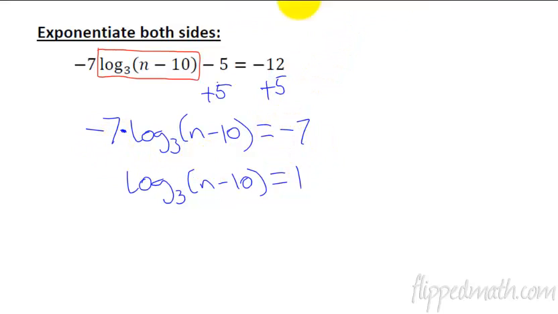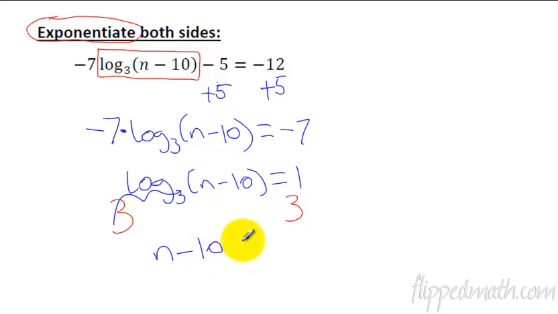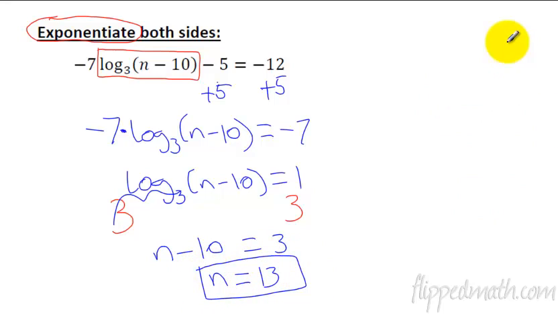And then the next step is what's called exponentiate. Remember, I love that phrase, exponentiate. You're going to take both sides and throw them up into an exponent. So I'm going to say 3 raised to the log base 3 of n minus 10, and then over on the right side, 3 raised to the 1. And then that whole thing cancels. You get n minus 10 equals 3 to the first power is just 3. Add 10 to both sides, n equals 13. Oh, that was nice and pretty. Okay, there we go. Hey, we're done.